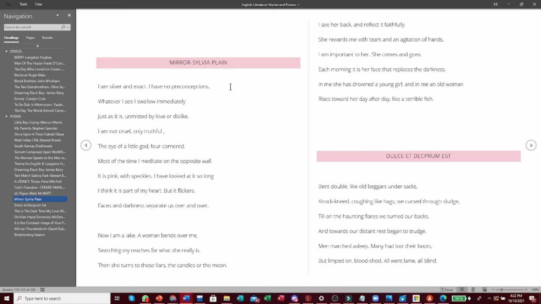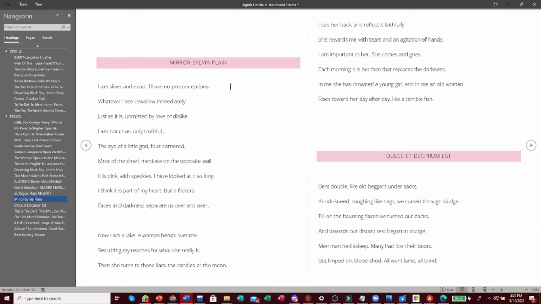Now I am a lake. A woman bends over me, searching my reaches for what she really is. Then she turns to those liars, the candles or the moon. I see her back and reflect it faithfully. She rewards me with tears and an agitation of hands. I am important to her. She comes and goes. Each morning it is her face that replaces the darkness. In me she has drowned a young girl, and in me an old woman rises toward her day after day like a terrible fish.